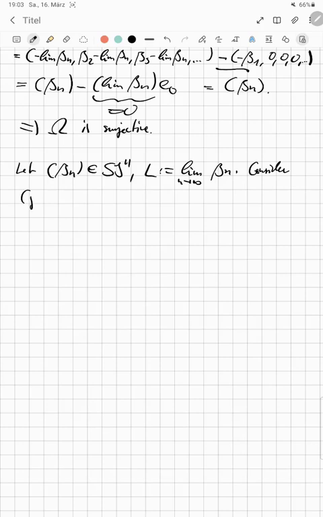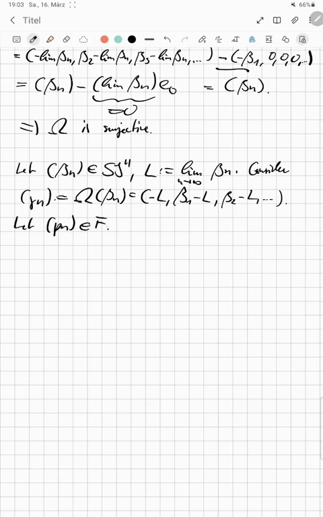Consider gamma n to be omega of beta n, and as such it looks like this. We have minus L, beta 1 minus L, beta 2 minus L, and so on. And we let Pn be indices. Classic.